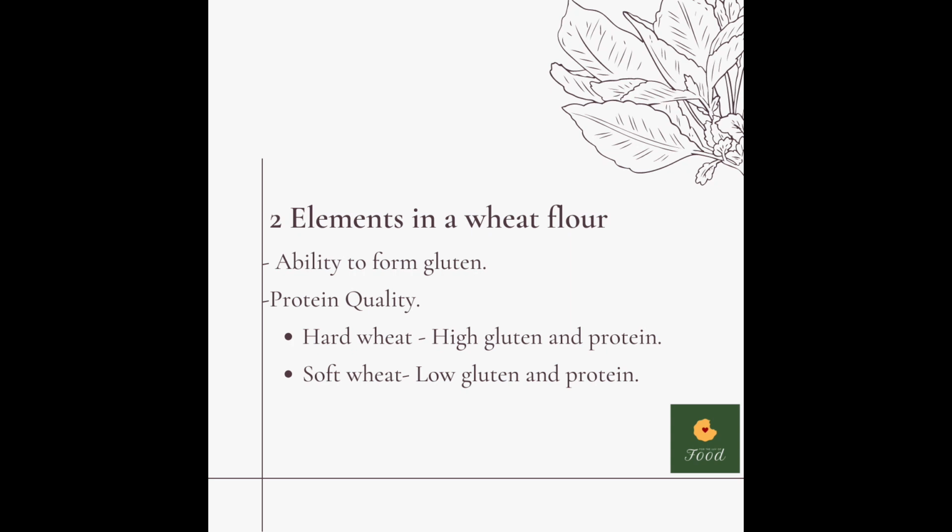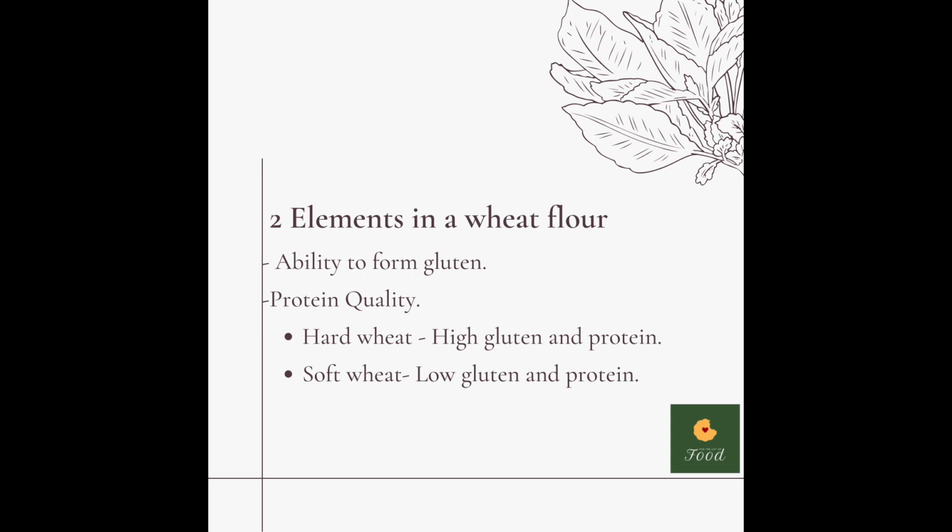As you can see here, these two elements are very essential for the properties of a wheat flour: the ability to form gluten and its protein quality. The protein quality determines whether the wheat is a soft wheat or a hard wheat.